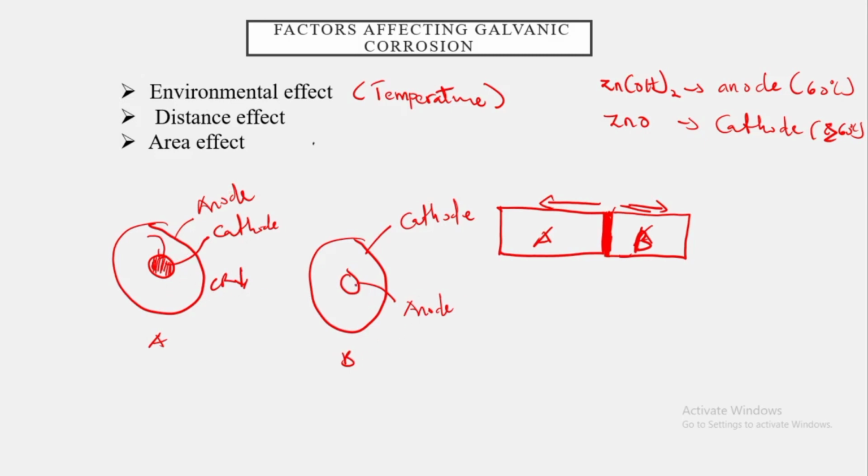Similarly in B, we have a big cathode and a small anode. That means electrons move from the anode to the cathode, and since the cathode is bigger, it will be able to accumulate more electrons. When electrons are accumulated, greater dissolution happens. Therefore, the corrosion rate of this figure will increase. That is the area effect. So whenever you are working with engineering materials, you need to know the anode to cathode ratio that you use. Always the cathode should be smaller than the anode, in which case the corrosion rate will be reduced.